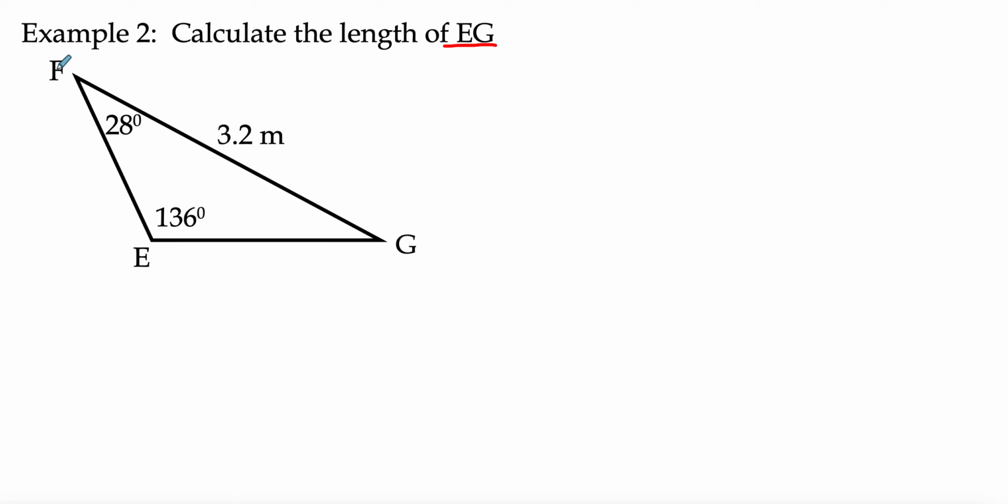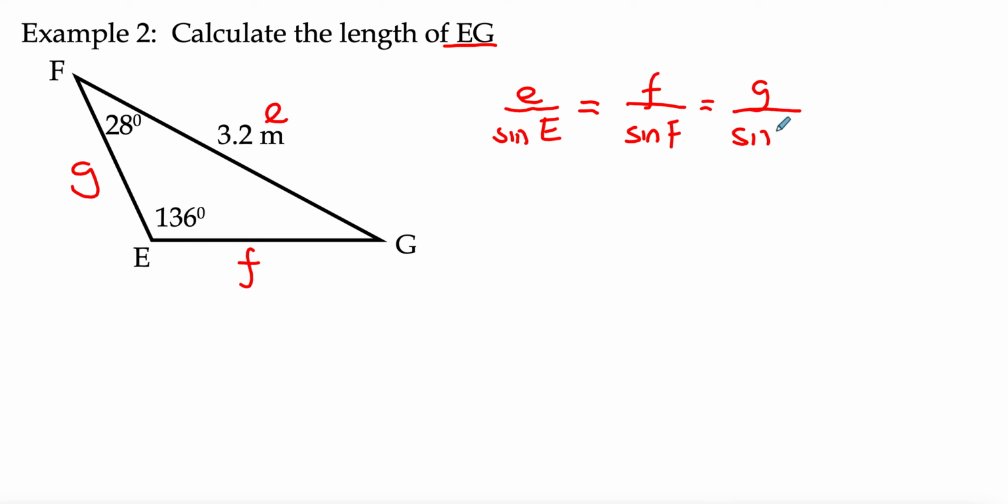Let's label our sides first of all. Capital E, opposite that is small e. And then opposite F is small f, opposite G, small g. And we write out the sine rule in terms of E, F, and G this time. So I'm going to write it out in alphabetical order. You don't have to, but we've got E over sine E equals F over sine F equals G over sine G.